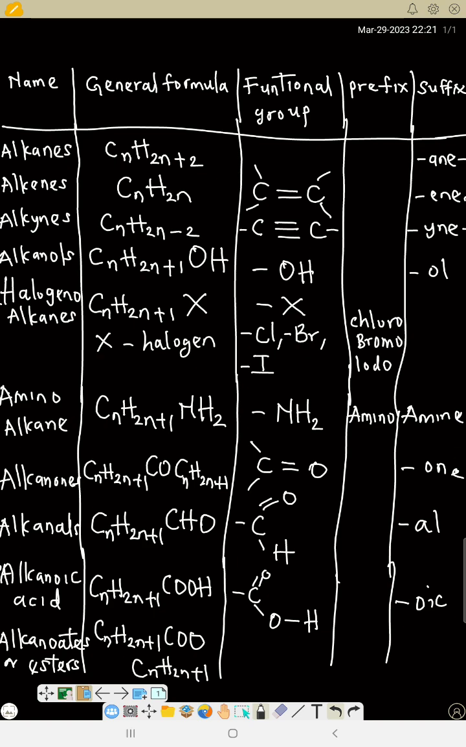I will be referring you back to all these: name, general formula, functional group, prefix and suffix. So you have to write it. Alkanoates or esters. The suffix is OATE. So that is alkanoates. Another one is cyano, cyanoalkanes.